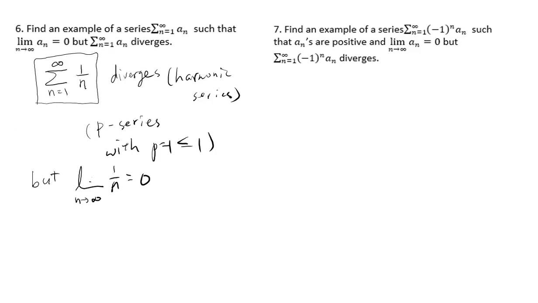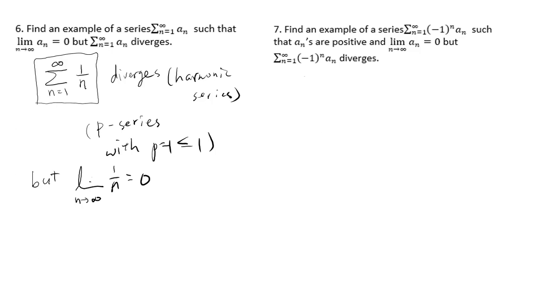Okay, well, what about this one? It says you have individual terms going to 0 like before, but now it has to be alternating. So what kind of series would do that?